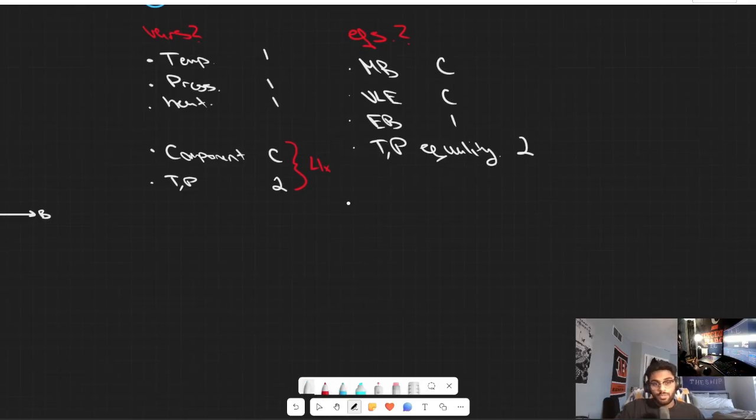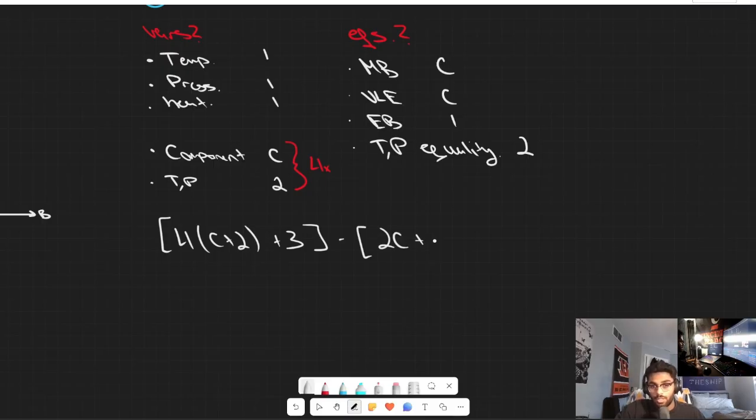Now, the last part of this analysis for just an equilibrium stage is you're going to total up your number of variables. So you're going to have 4 times C plus 2 plus 3 for the stage consideration. And you're going to subtract your number of equations. So that will be 2C plus 3.